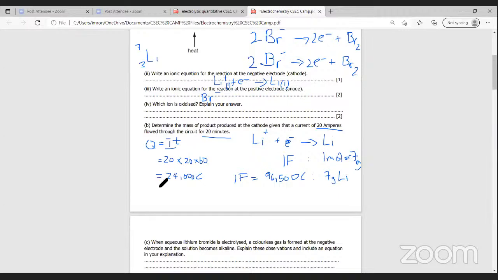In your reaction here you produce 24,000 coulombs. So if we run 24,000 coulombs through, we can find out how much lithium would have been produced. So X, the amount of lithium, would be 24,000 times 7, over 96,500.